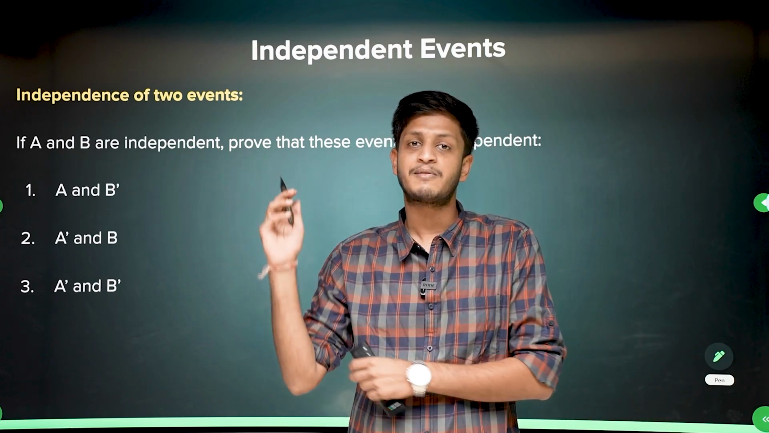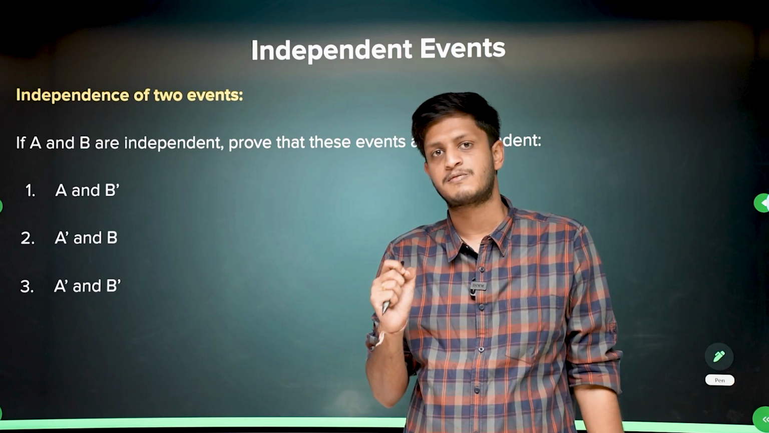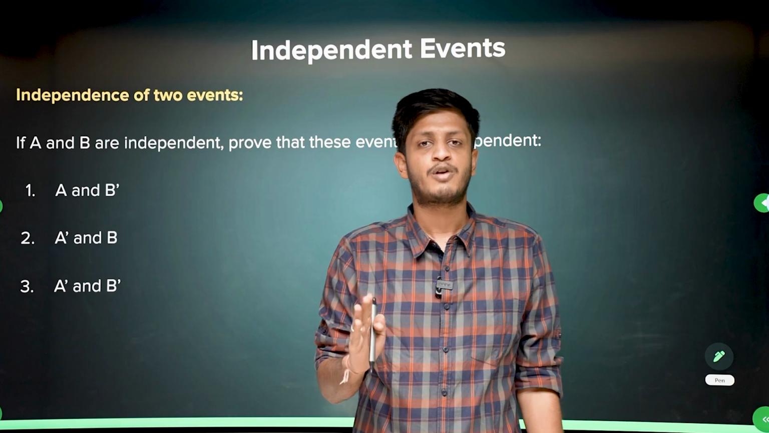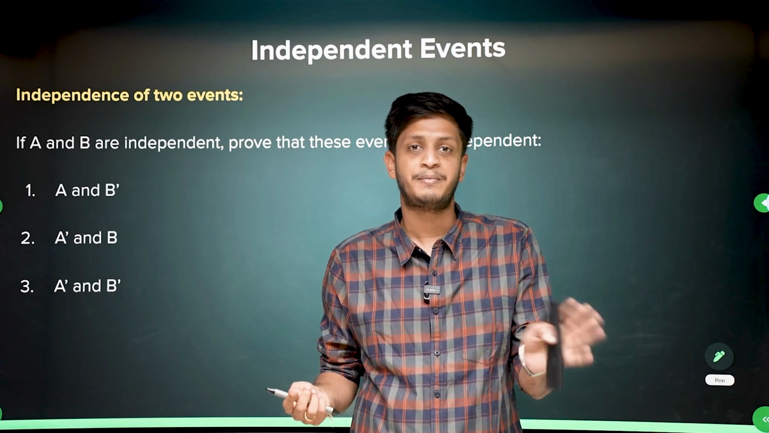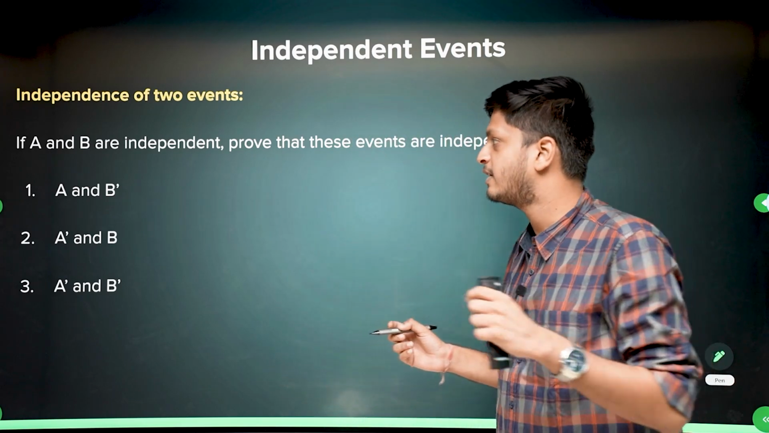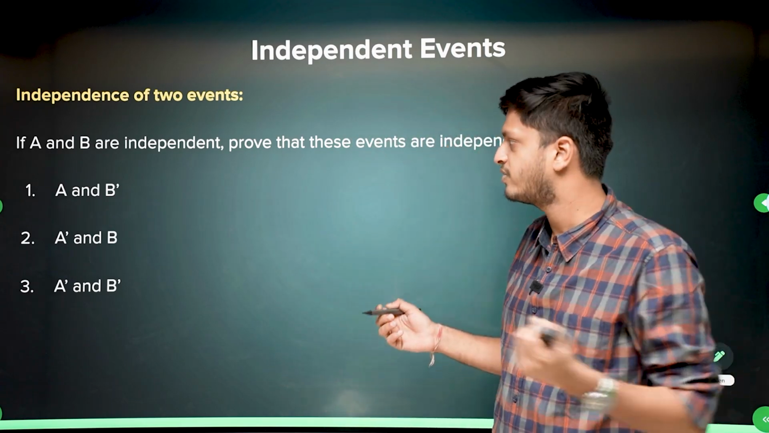Okay, and these types of questions are the most tricky questions, trust me. Because a formula you can't apply anytime. They are not directly formula based. You have to prove it. If A and B are independent, are A and B complement independent? And their proofs are also not very trivial. So we will see that.